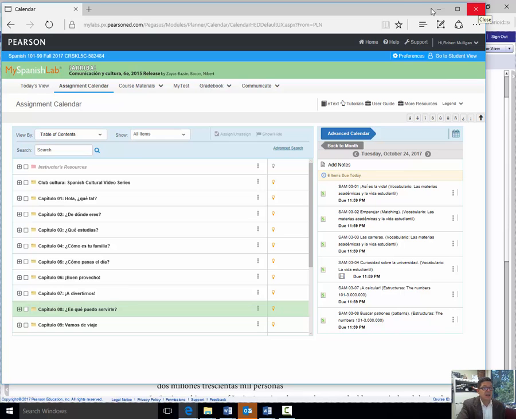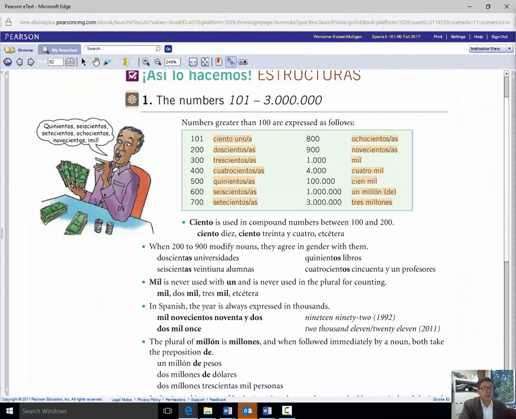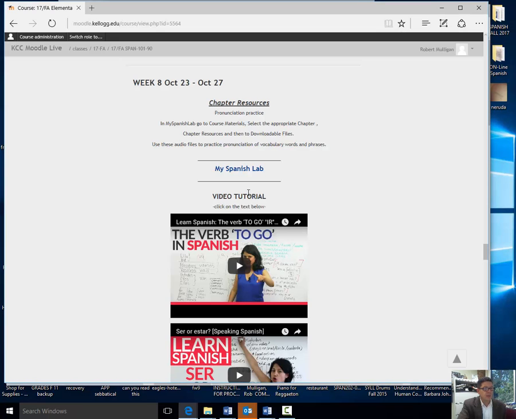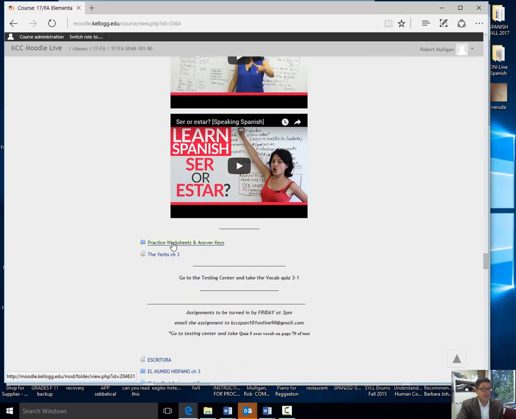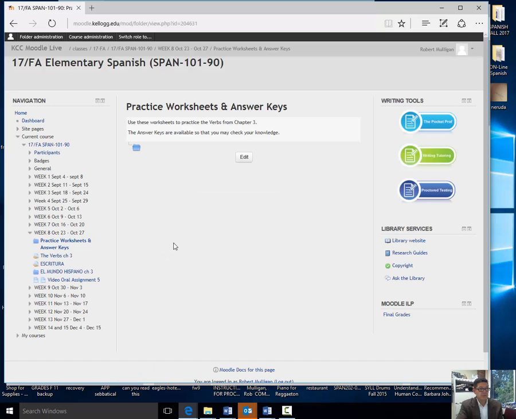And let's take a look at the Moodle page again, because we have some assignments that are going to be due. Here we go. So here you have the verb to go, the explanations of ser or estar, and then some practice sheets and answer keys.